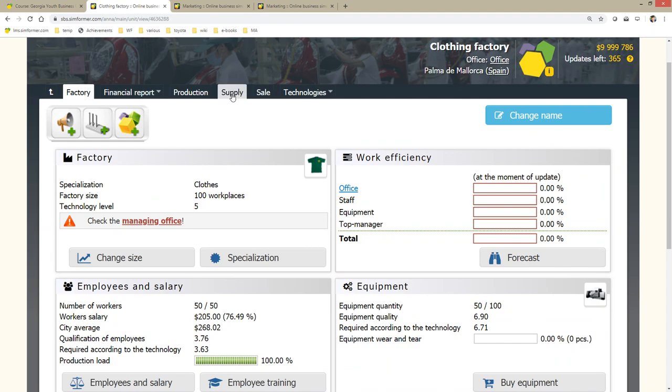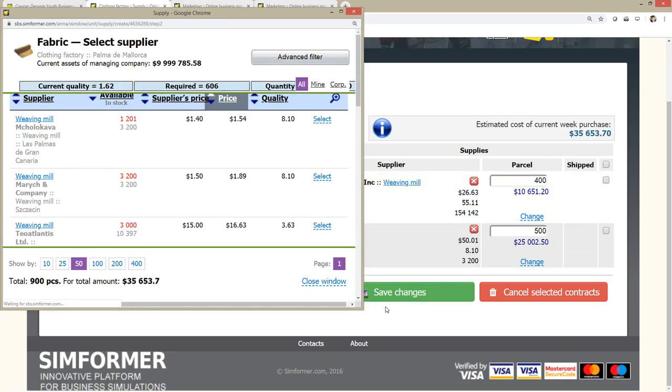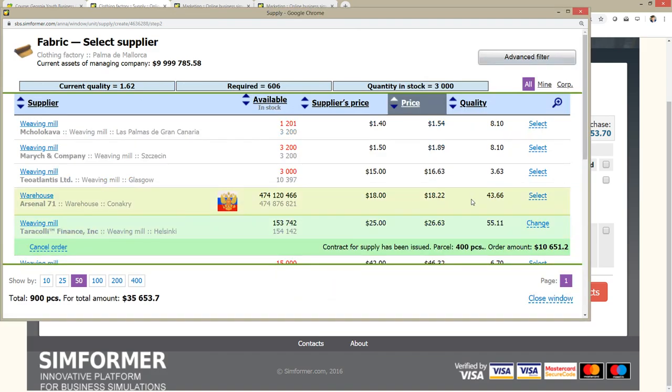Now, a supply chain is provided here. As you can see, the green car is select supplier, yellow is to move the product to a warehouse, and you can build a warehouse and then clear warehouse, but that means you're throwing away. So you have to be careful here. In order to make an order, or open up supply window, click on the green car, and there we go.